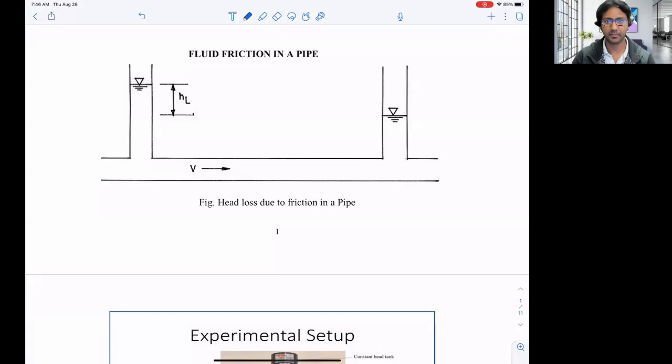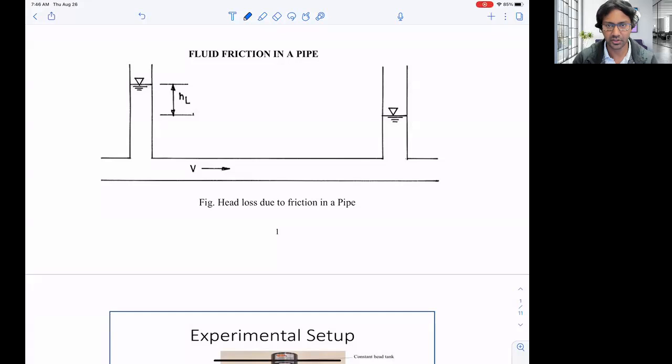Today I'm going to talk about the losses that may happen while flowing through a pipe. There may be different types of losses, minor losses and major losses. In this experiment we'll try to calculate the major losses. Major loss may happen because of the roughness of the pipe, right?